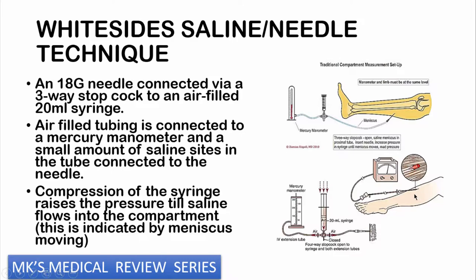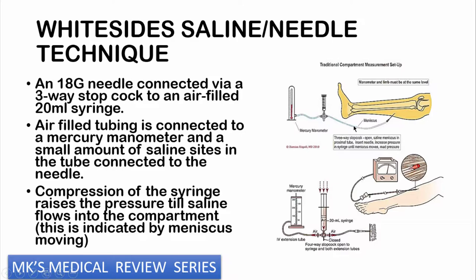So what's going to be happening is that the air-filled tubing is going to be connected to the mercury manometer, and then you also get a small amount of saline at the site where the tubing is connected to the needle. So in this area here, you have this saline, this meniscus that they have labeled here. You have a little bit of saline present inside here, and most of the other side will be air, connected to a mercury manometer.